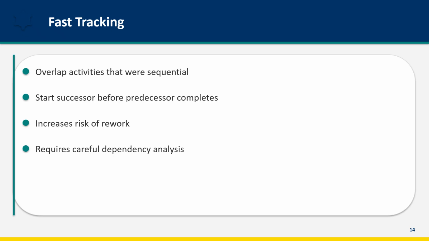Fast tracking increases risk. You might need to rework the successor if the predecessor changes. It requires careful analysis of dependencies: which really need to be sequential, and which have soft dependencies that can be relaxed. Fast tracking is often faster than crashing but carries different risks.